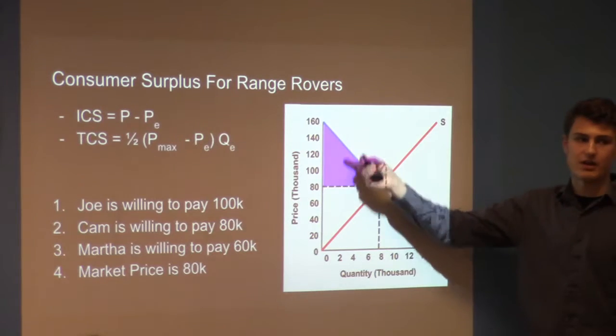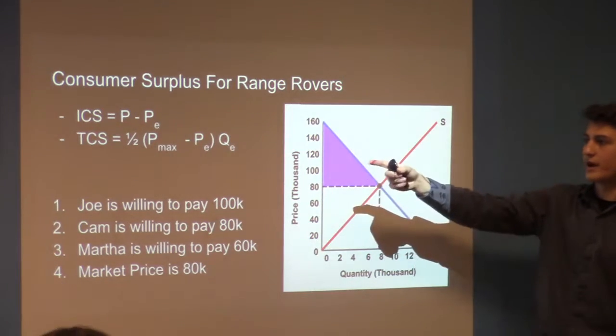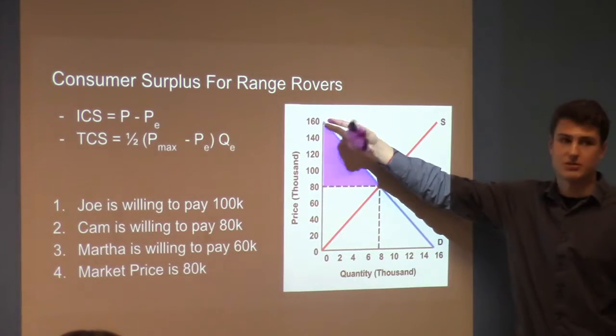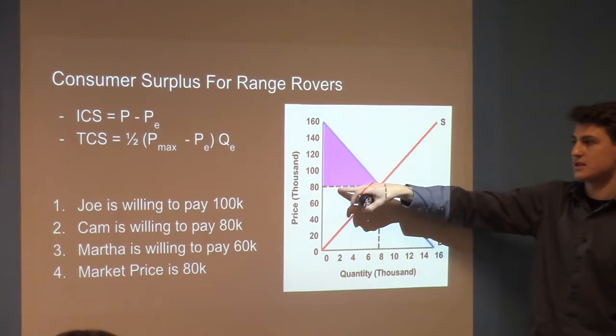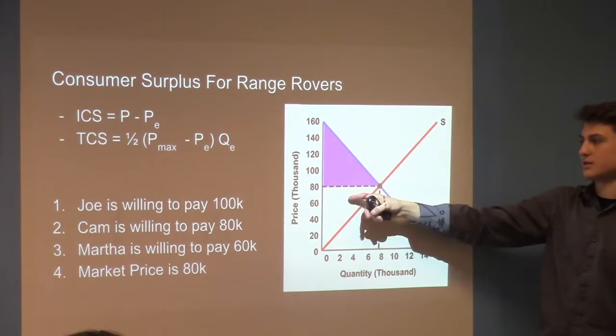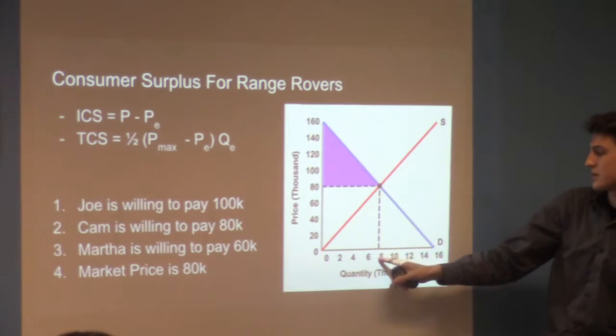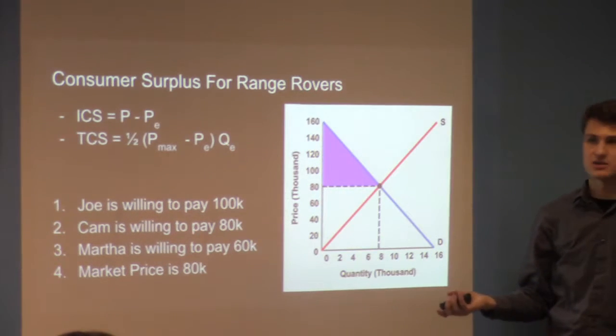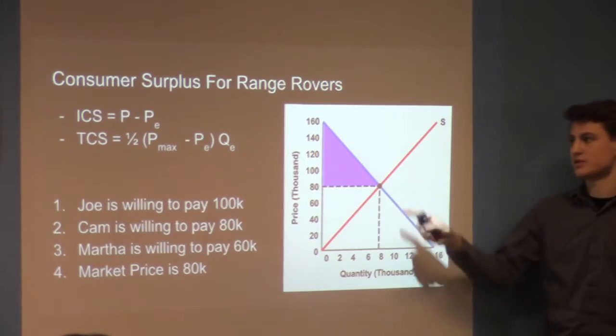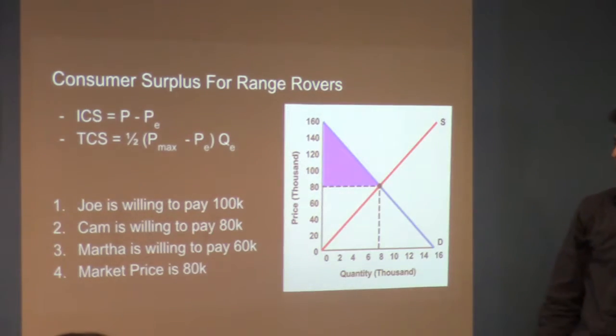So you just have to find the area of this, which is 1/2 of the price max minus the price at equilibrium. So 160 minus 80, which is 80, times the quantity, which is 8. So 80 times 8 is going to be your total consumer surplus, so the total area of this triangle.